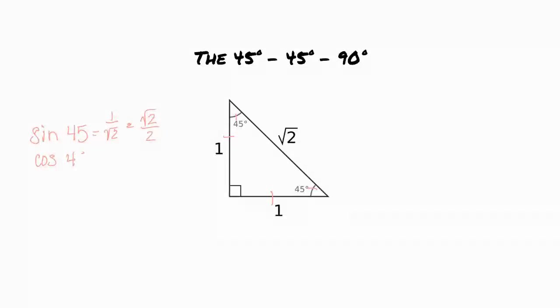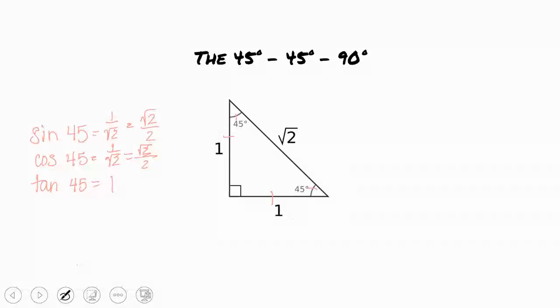Cosine is going to be the adjacent over the hypotenuse, but it's going to be the same thing because the adjacent side and the opposite side are both legs and they are the same. And then tangent of 45 is simply opposite over adjacent, 1 over 1, which is 1. This is kind of nice because this helps us when we are figuring out sides that we don't know. It's also going to help us when we start talking about the unit circle.